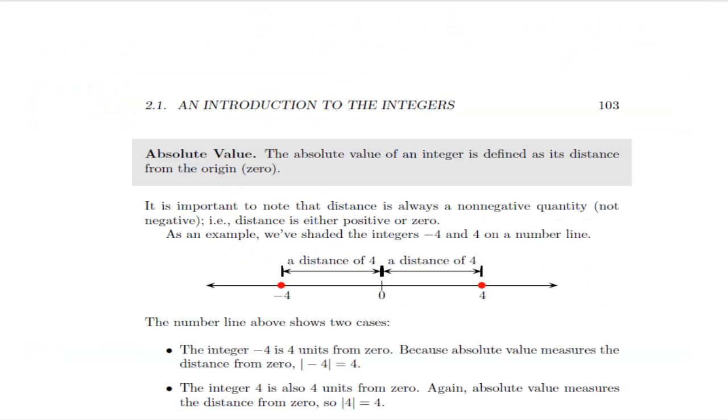Absolute value. The absolute value of an integer is defined as its distance from the origin. It is important to note that distance is always a non-negative quantity, not negative, i.e. distance is either positive or 0.